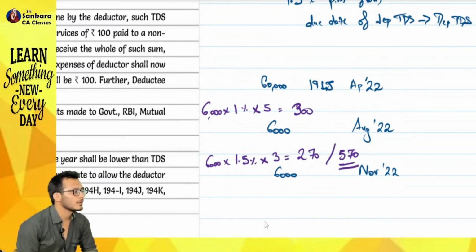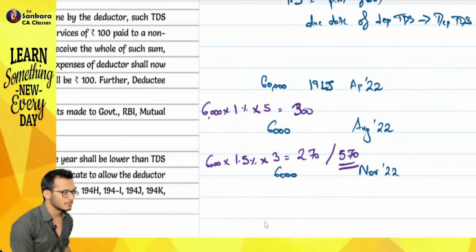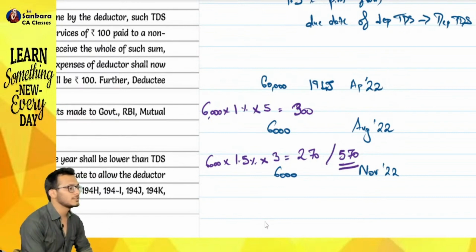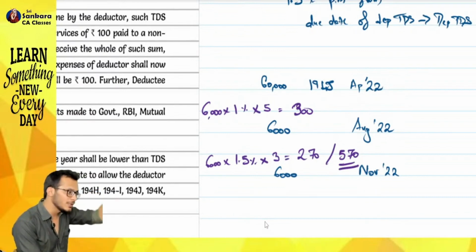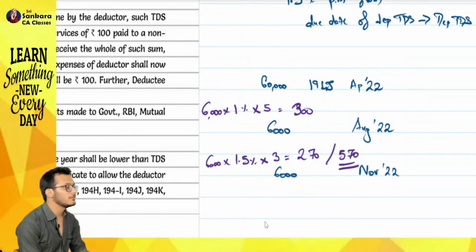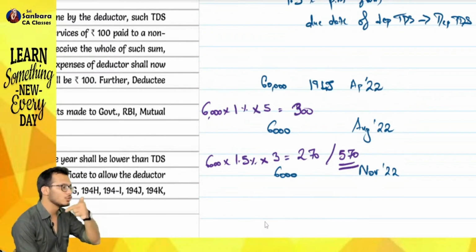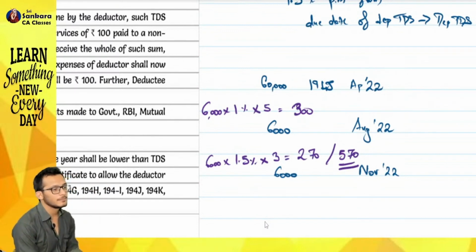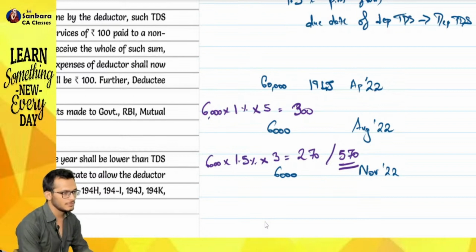Any doubts? No? This is how the interest on TDS will work. You will levy at the rate of 1% from the date of deduction till the date on which you deducted, and 1.5% from the due date of deposit till the date on which you deposited. This marks the end of your TDS.